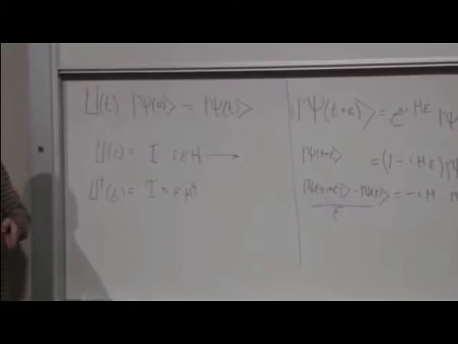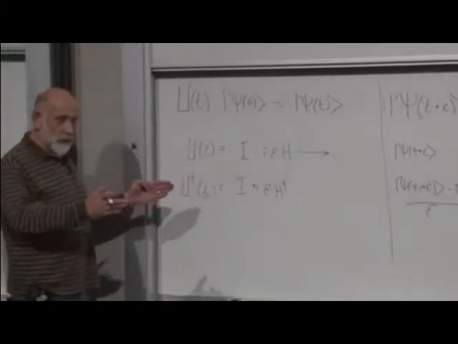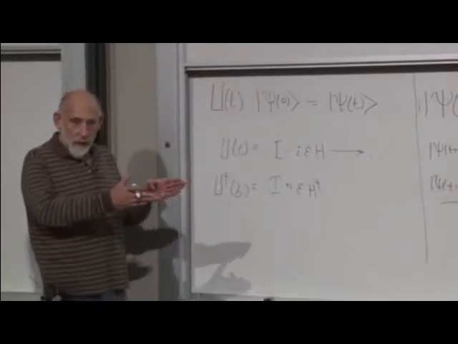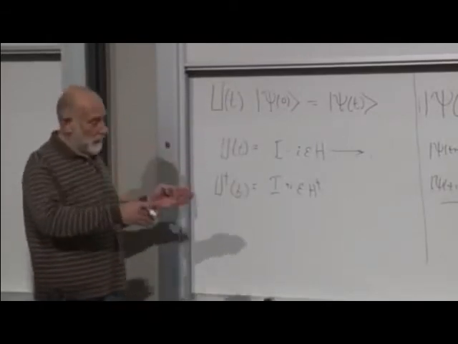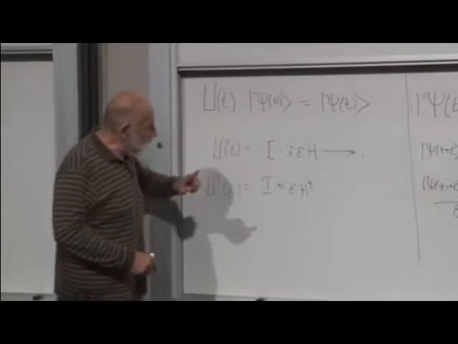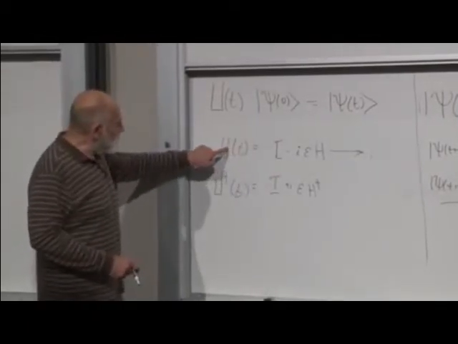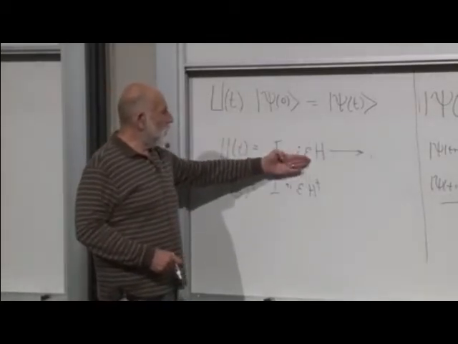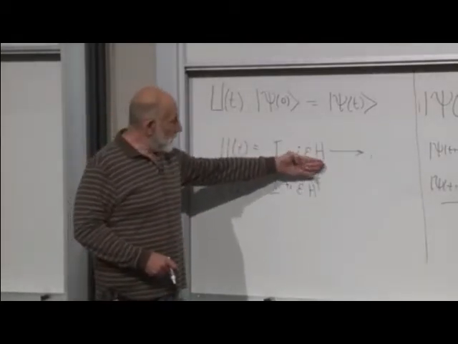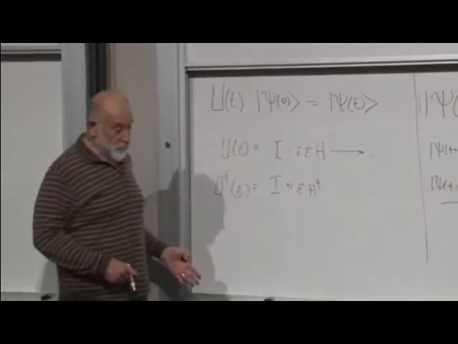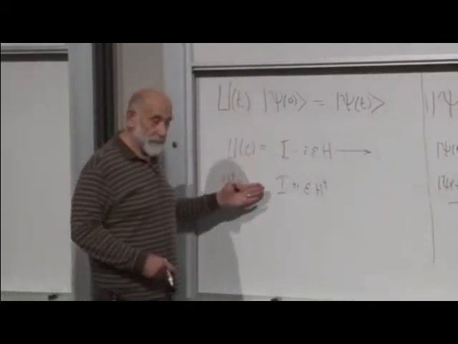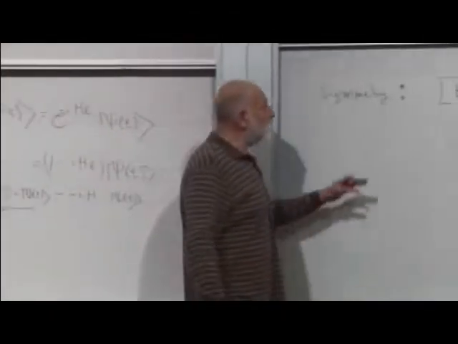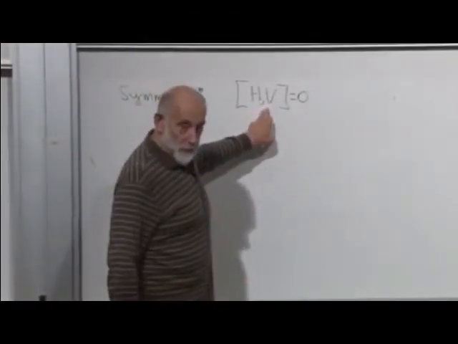Time translation is a continuous thing. You can build up a time translation by 10 seconds by thinking of it as lots of little time translations by microseconds. Okay? And that led us to the conclusion that U's are related to Hermitian operators through this relationship here. Exactly the same is true of every continuous symmetry.